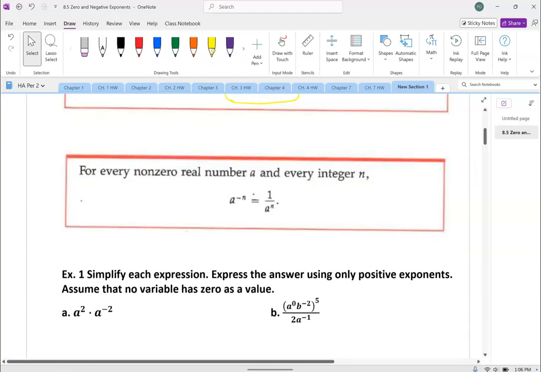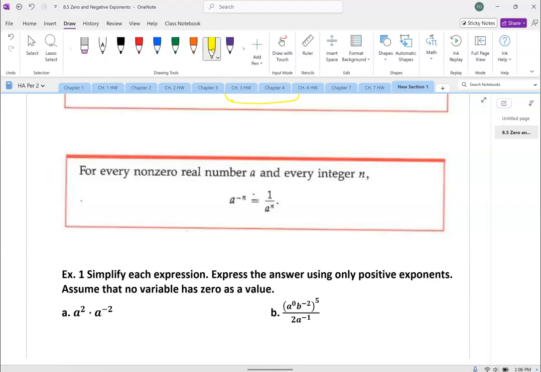Then probably the most challenging is honestly the negative exponent. For every non-zero real number a and every integer n, a to the negative n equals 1 over a to the n. So you've got to remember when we're dealing with negative exponents, it's just to the exponent, not to the actual base, that it's going to move to the denominator. And just for a side note, if you have a negative exponent in the denominator, it's simply just going to move back up to the numerator. While that's not part of the law, it's a good fact to know.